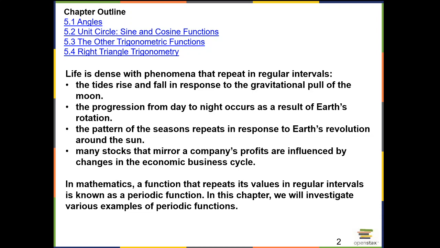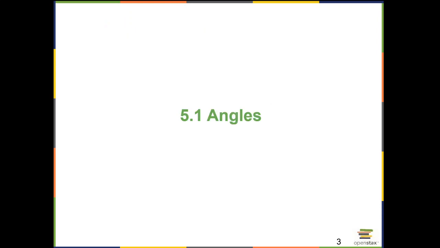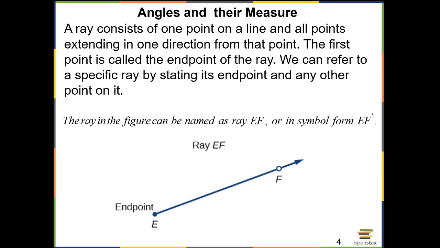So in mathematics, a function that repeats its values in regular intervals is known as a periodic function. And what we want to do in this chapter is really investigate different types of periodic functions. And the 6 trigonometric functions are periodic. So let's start with a very basic idea, and that is an angle.